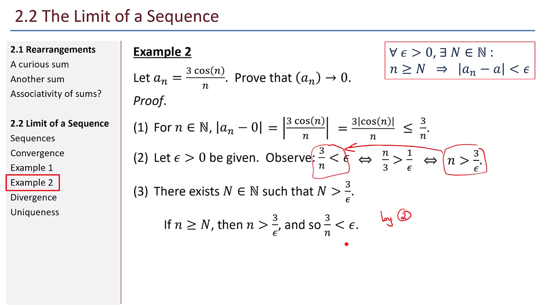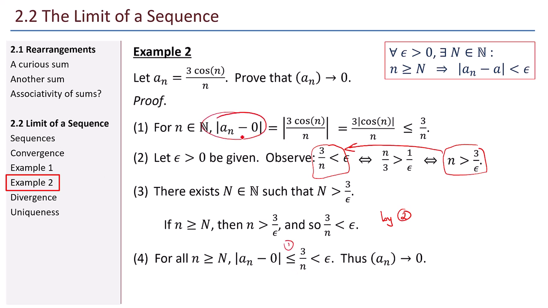Okay, let's put these pieces together in step 4. I know that for all n greater than or equal to big N, the absolute value of a sub n minus 0 is less than or equal to 3 over n. That first inequality is given from step 1. Absolute value a sub n minus 0 is less than or equal to 3 over n. And 3 over n is less than epsilon, and that was step 3. Thus, the sequence converges to 0.